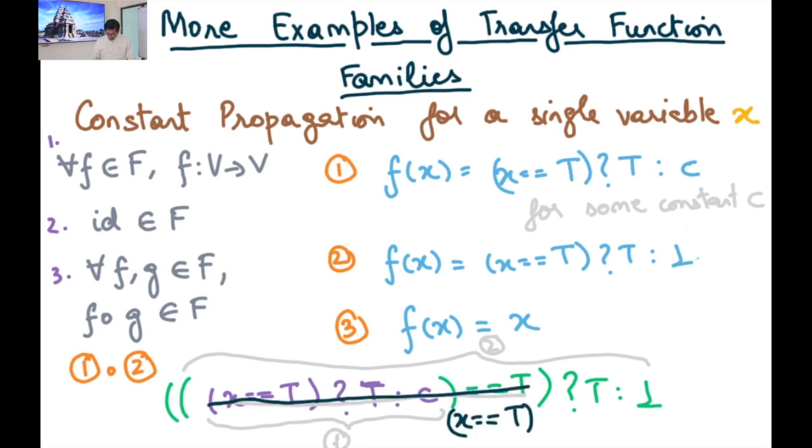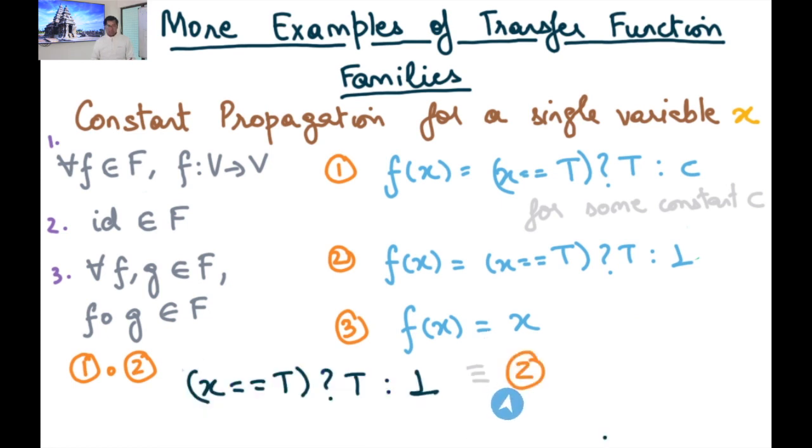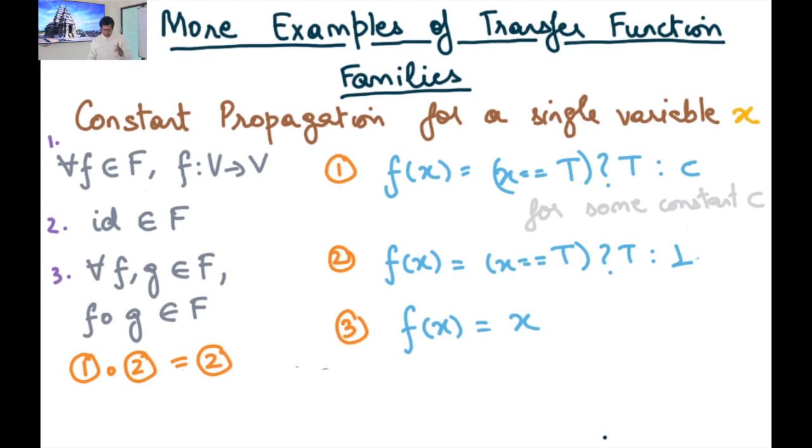And if I just simplify it slightly, then I can see that this expression in the brackets actually just evaluates to x equals top, because this purple expression will be equal to top if and only if x was equal to top, otherwise it will be c. And so this whole expression simplifies to: if x equals top, then top, otherwise bottom, which looks exactly like the second transfer function. And so 1 composed with 2 actually gives me 2, and so here this check passes, and so we check all the other possibilities. So 1 composed with 2 is 2.